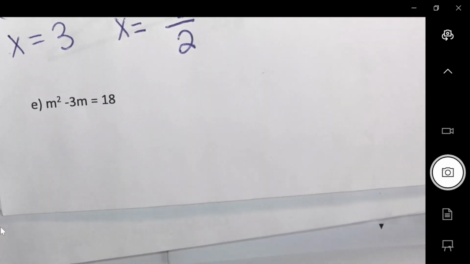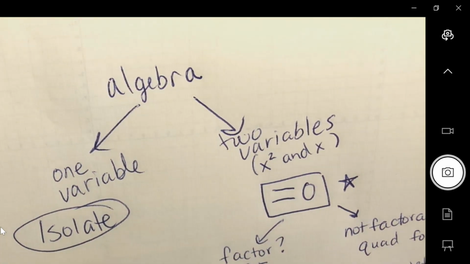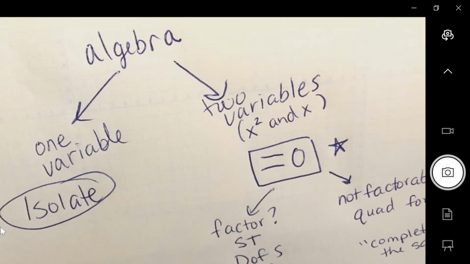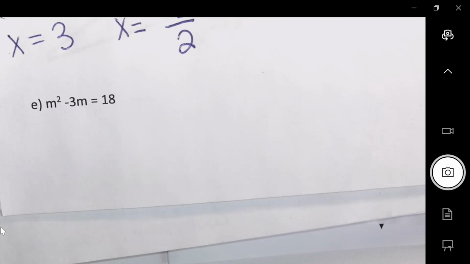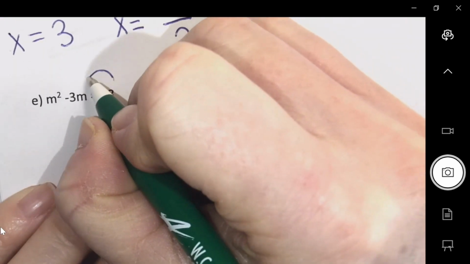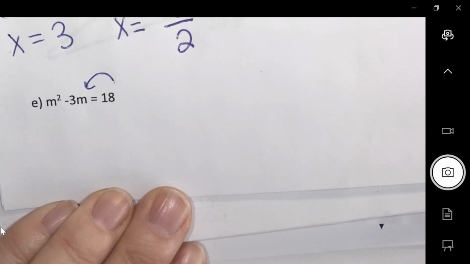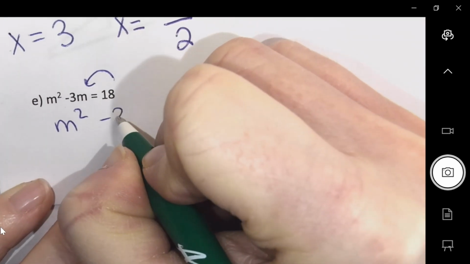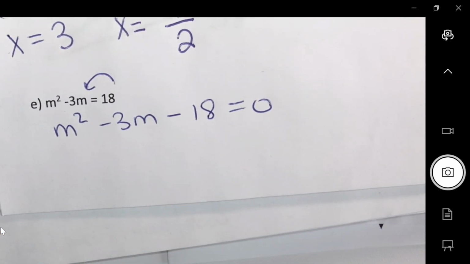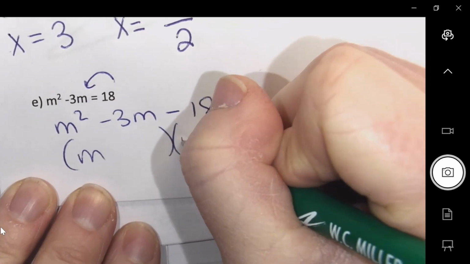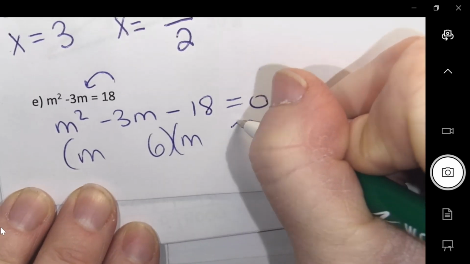Question E. So algebra branch that I've memorized, and every single time I think, where am I going? Do I have 1 or 2 variables? 2, equals 0 is my first checkpoint. It does not. So we're going to subtract 18. Then factor question mark, which style? Simple trinomial, so m and m. 6 times 3?